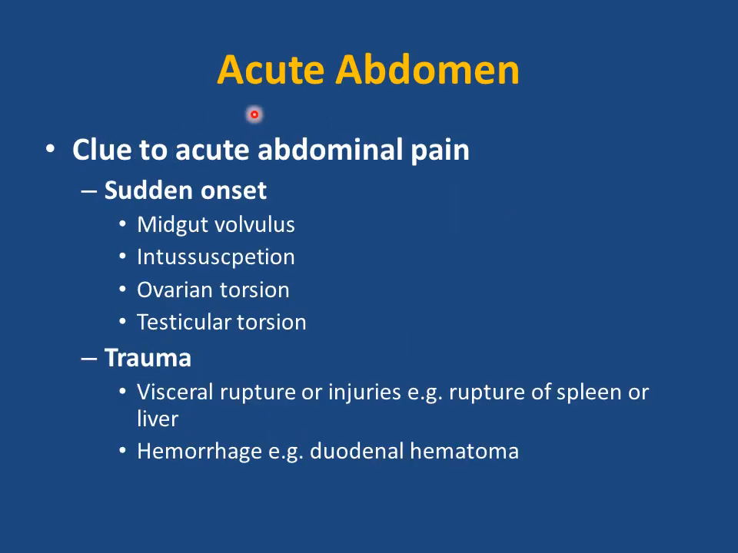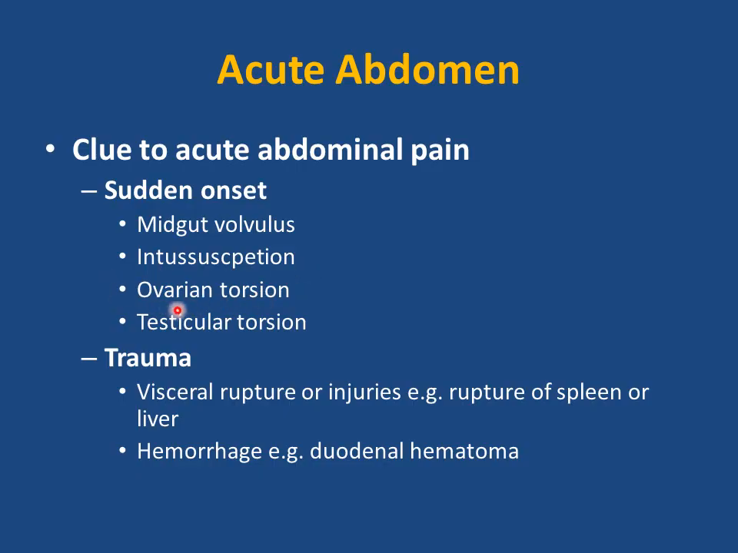Now we'll start a new section, acute abdomen. Acute abdominal pain: if the pain starts suddenly, you must consider midgut volvulus, especially if it's associated with bilious vomiting and abdominal distension. Intussusception is also a possible cause of acute abdominal pain, especially in children around the age of 9 months, if they present with colicky abdominal pain and lethargy. Also, intussusception can present later in life if there is a lead point.